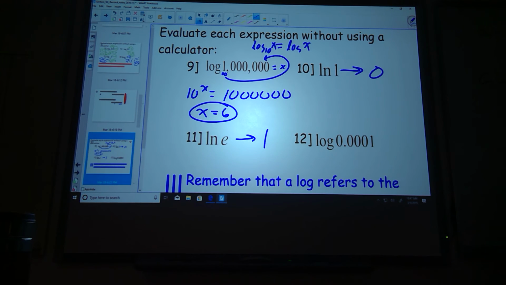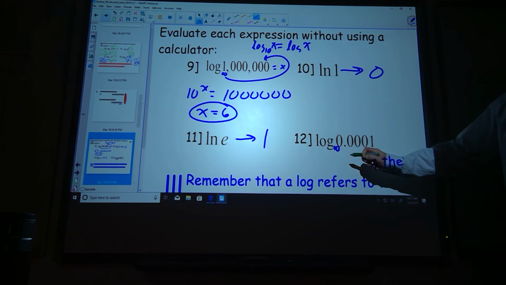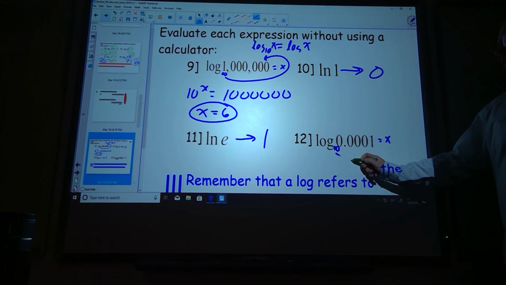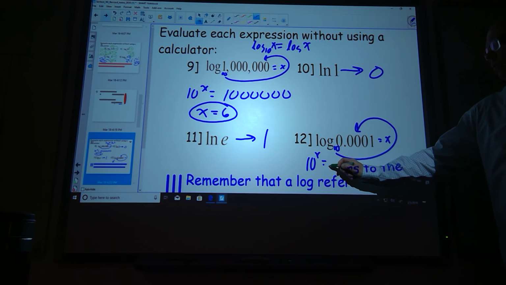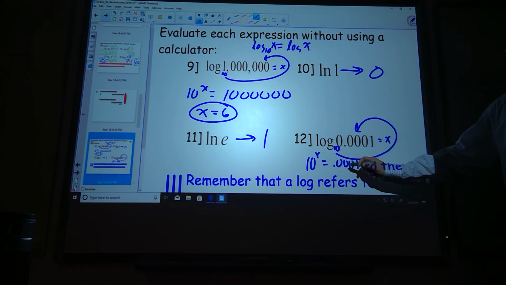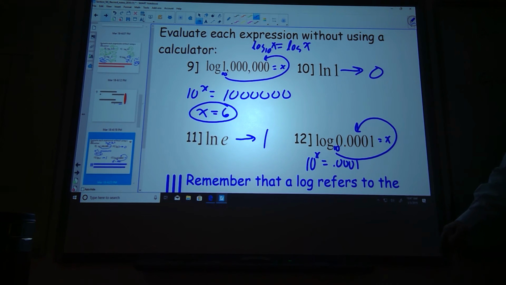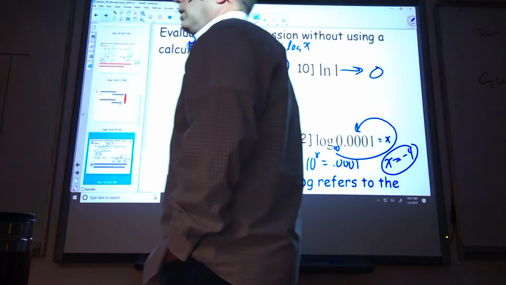Hey, this is log base 10, yes? If I make that x, I can go 10 to the x is equal to 0.0001. Well, that's tenths, hundredths, thousandths, ten-thousandths. So that's 1 over 10,000. X equals negative 4. It's negative 4 because this becomes a smaller unit. 10 to the 4th power is 10,000. 10 to the negative 4 is 1 over 10,000.